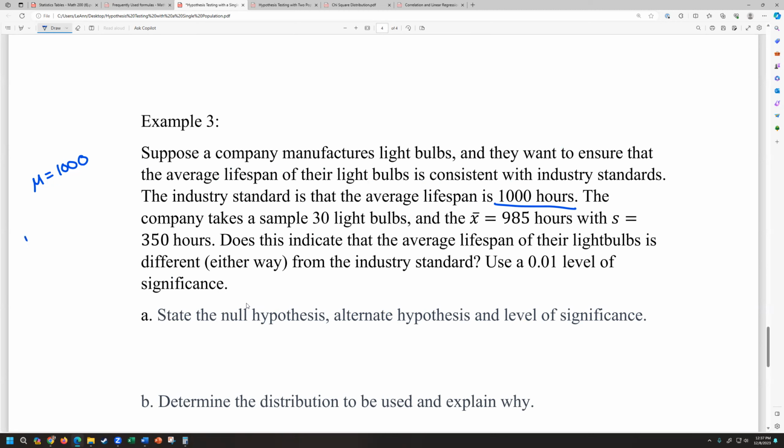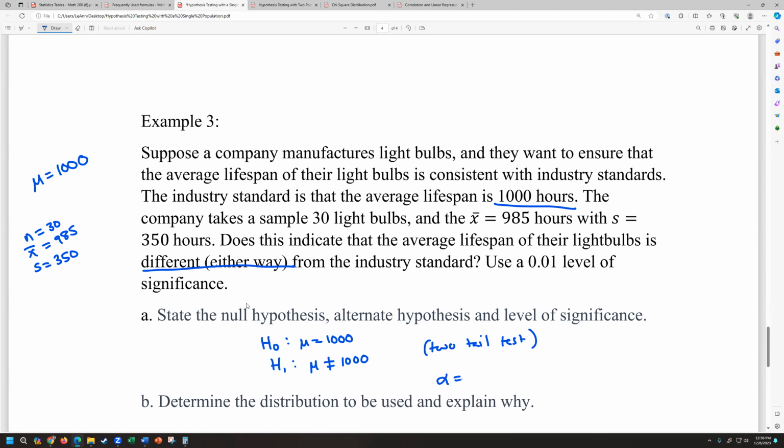The company takes a sample of 30 light bulbs, and the mean for that sample is 985 hours of working lifespan. And then the standard deviation, though, is pretty large. It's 350 hours. Does this indicate that the average lifespan of their light bulbs is different either way from the industry standard? And then we're going to use a 0.01 level of significance. So our null is that everything's the same as the population mean. Our alternate, though, is that it's different either way. So that means we just do a not equal to, and that makes it a two-tailed test.